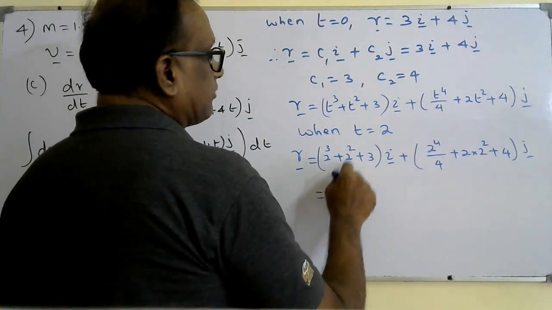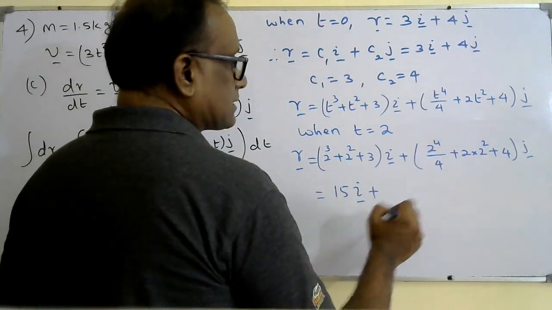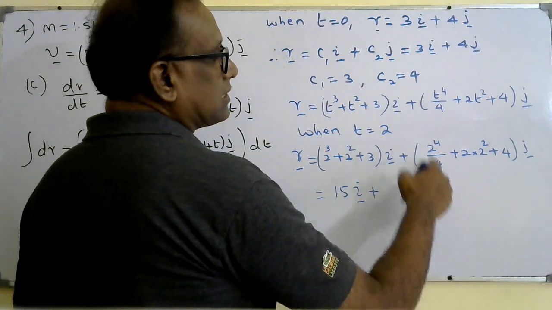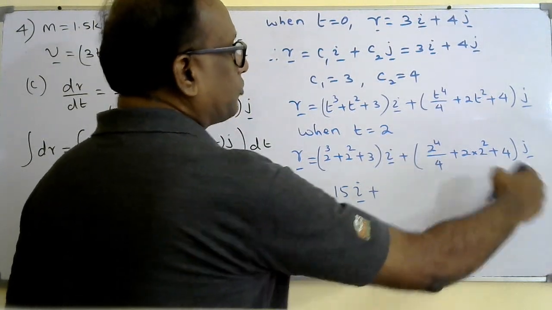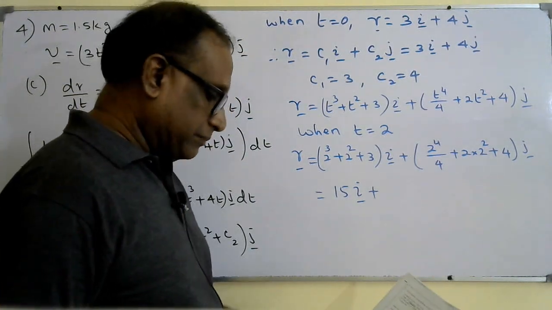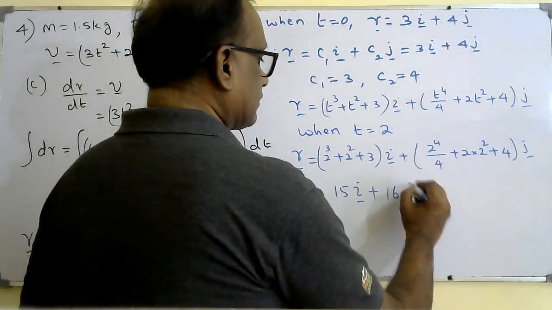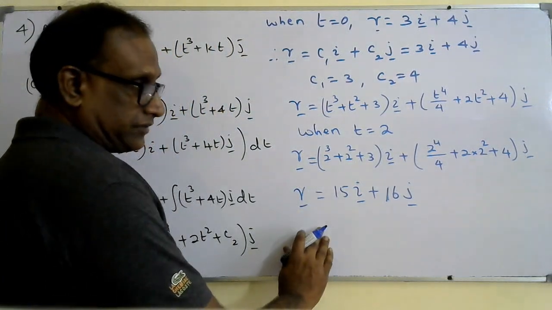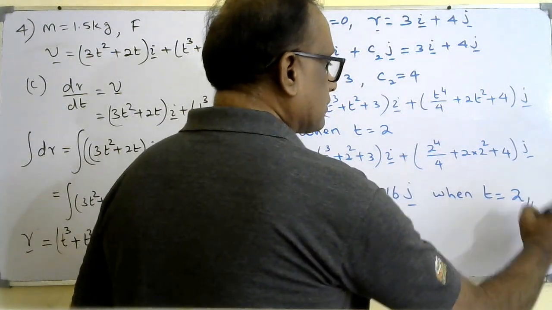So that is 8 plus 4, 12, plus 3, 15, i, plus this is 16 divided by 4. 16 divided by 4 is 4. Then this is going to be 4 plus 4, 8. Then that will be 8 plus 8, 16. Yes, 16j. So this is the position vector when t equal 2 seconds. Easy, is it?